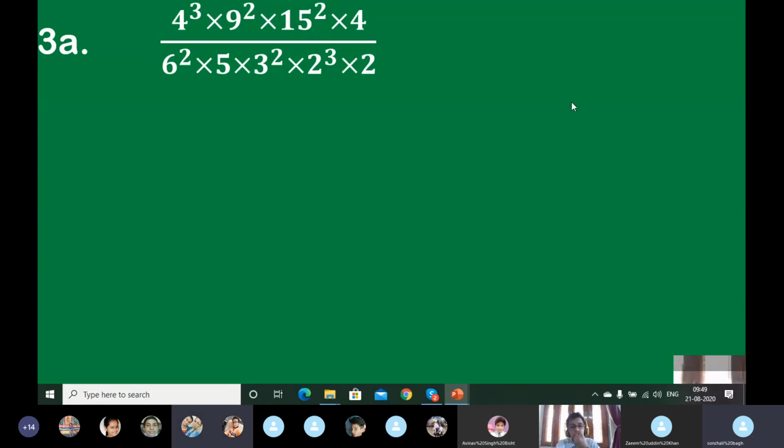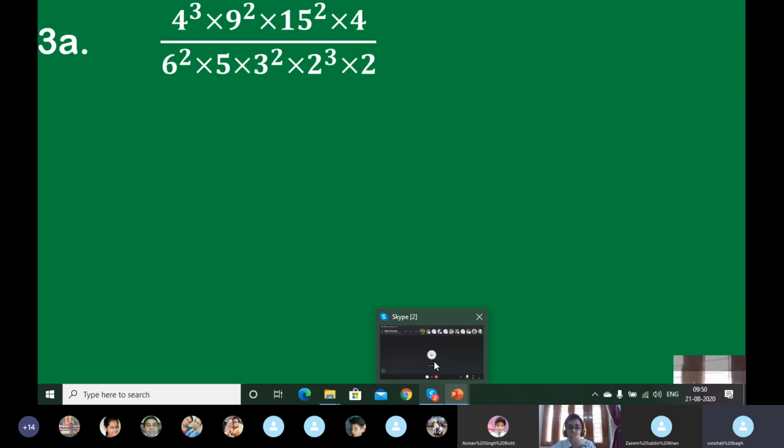Take out the prime factor of 4. 2 times 2. In its exponential form, what do we write here? 2 square. Right or wrong? Yes, ma'am, 2 square.